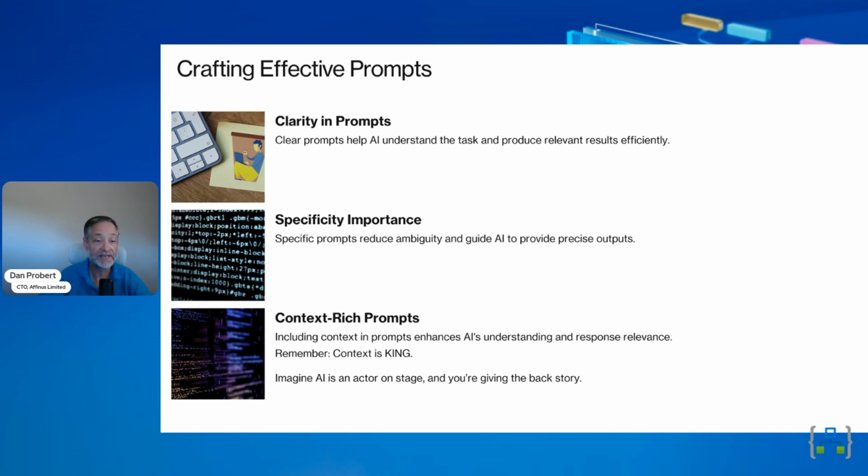Another thing here is specificity. So how specific is your prompt? You want to reduce any ambiguity, and you want to help the AI give you a clear, understandable answer. The last thing here is context. Context is king. The more context you give the AI, the better response you're going to get.